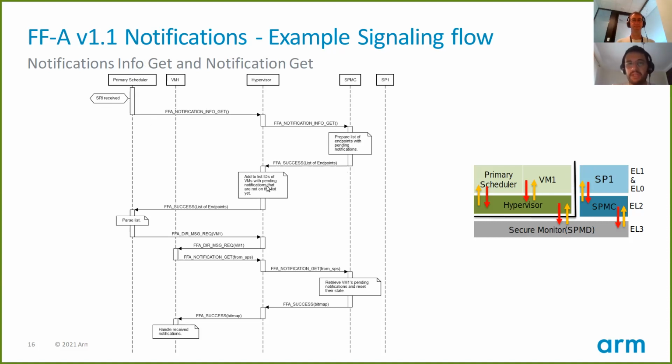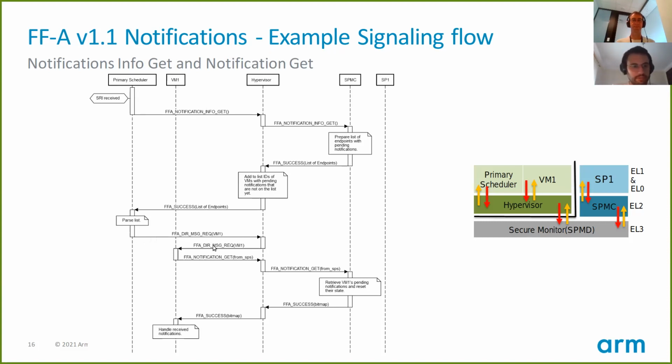The hypervisor may append any other VM IDs if there are other pending notifications. For this case, the list will only contain the ID of VM1. If all goes well, it returns FFA success to the primary scheduler. The primary scheduler will process the list, and at this stage, it should give CPU cycles to the partitions in need. So in this example, it will use FFA direct message request to VM1, providing a specific payload so that VM1 knows it has a notification pending.